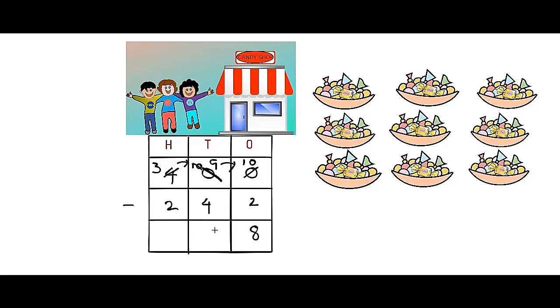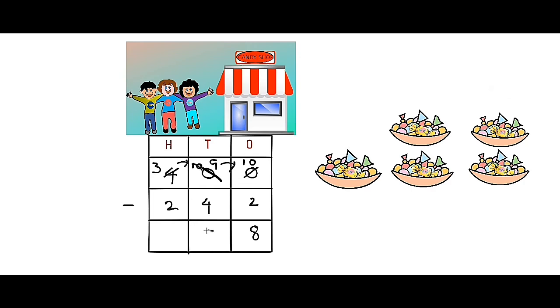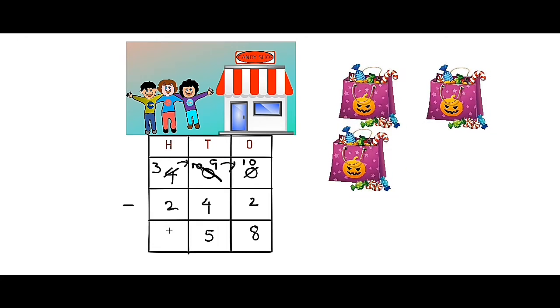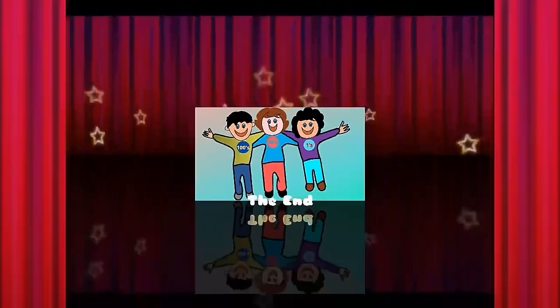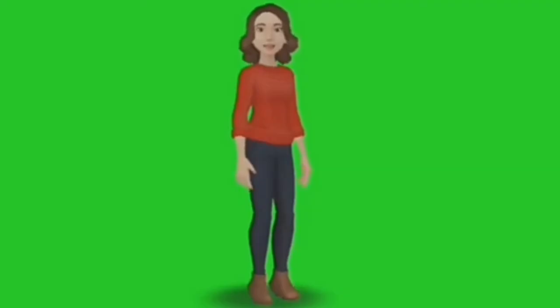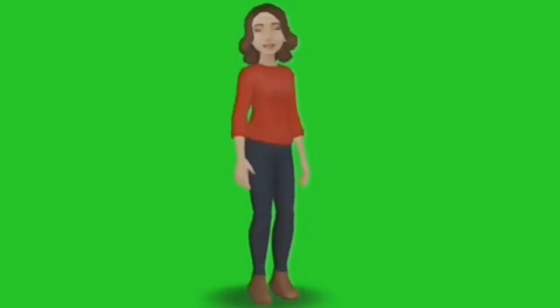Tens had 9 bowls, out of which he sold 4. The bowls remaining with him were 5. Hundreds now had 3 bags, sold 2 bags and 1 bag remained. Thus, 400 minus 242 equals 158. From this story, we understand how Once borrows from Tens and Tens from Hundreds.